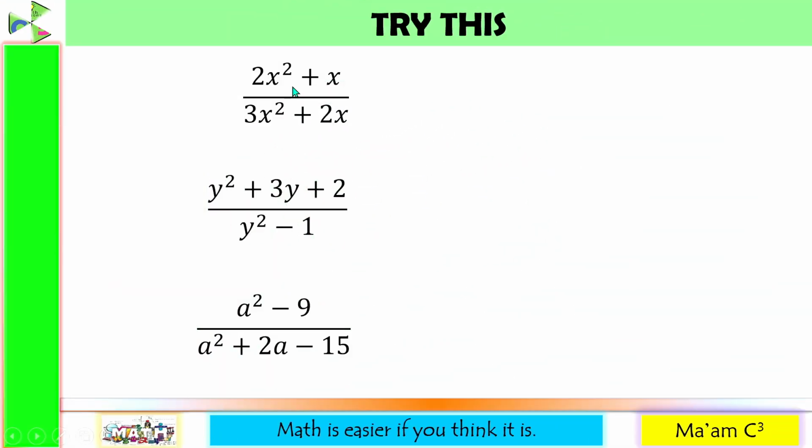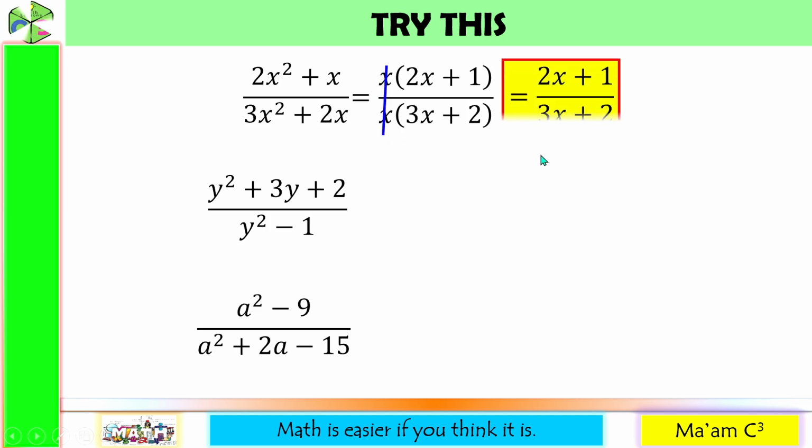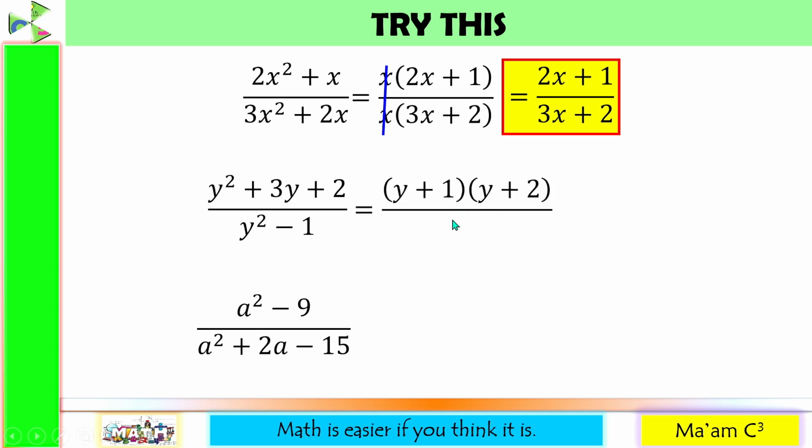Try this. Let us simplify this rational expressions. For the numerator here, I can factor out x, so this will become x times the quantity 2x plus 1. While in here, I could also factor out x, so this will become x times 3x plus 2. X and x here can be cancelled out, so our final answer is 2x plus 1 all over 3x plus 2.